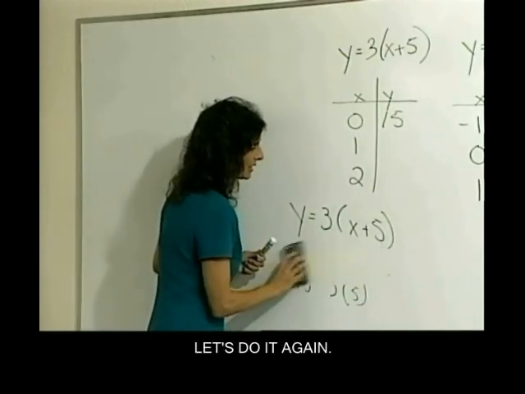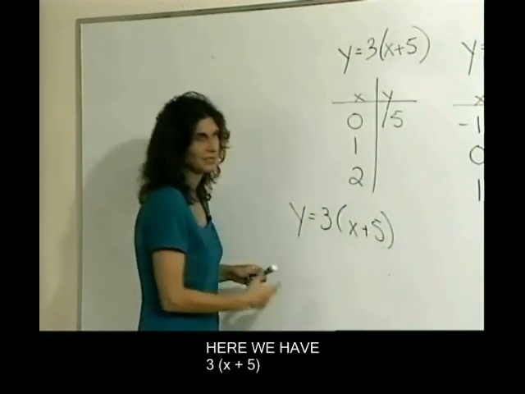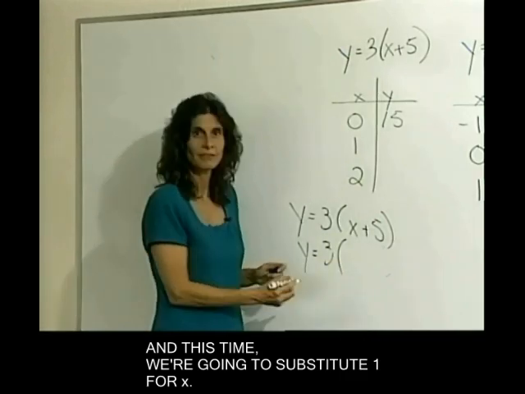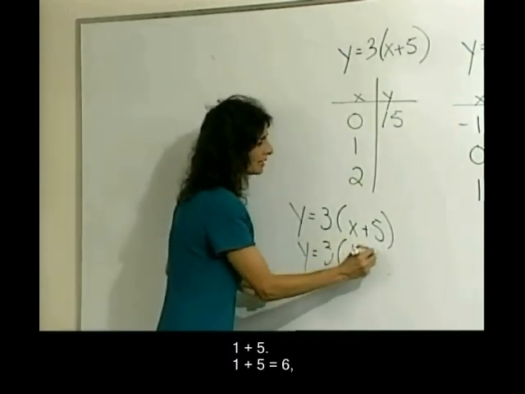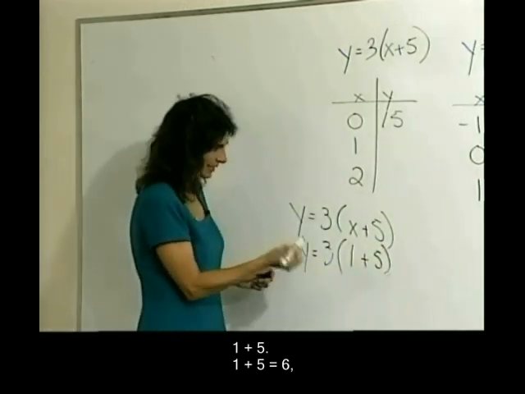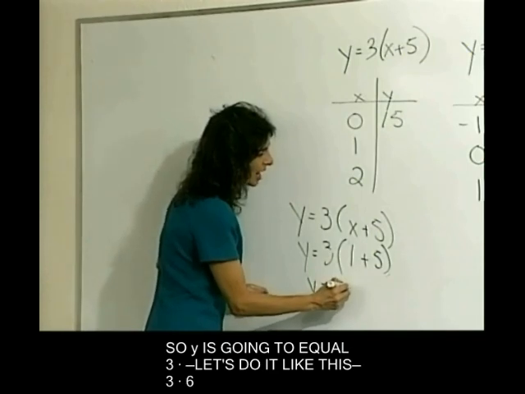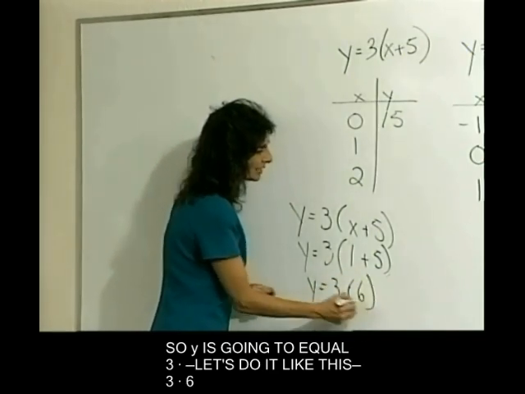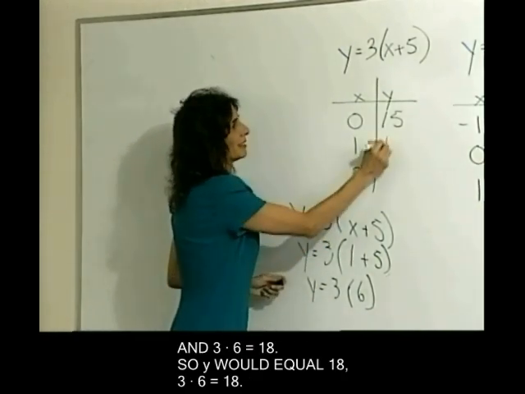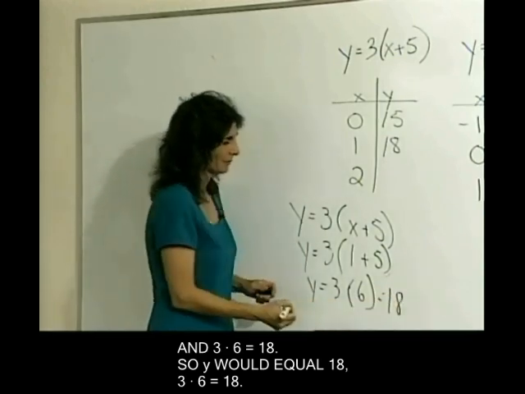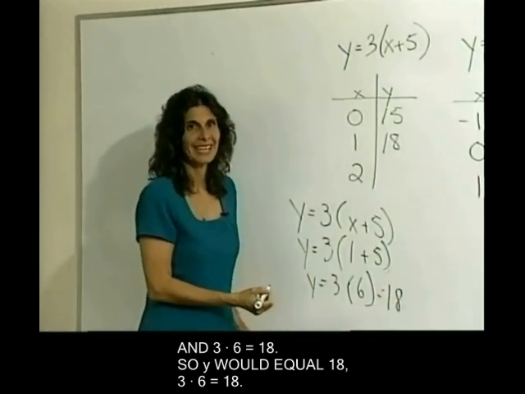Let's do it again. Here we have 3 times x plus 5, and this time we're going to substitute 1 for x. 1 plus 5 is 6. So y is going to equal 3 times 6, and 3 times 6 is 18. So y would equal 18.